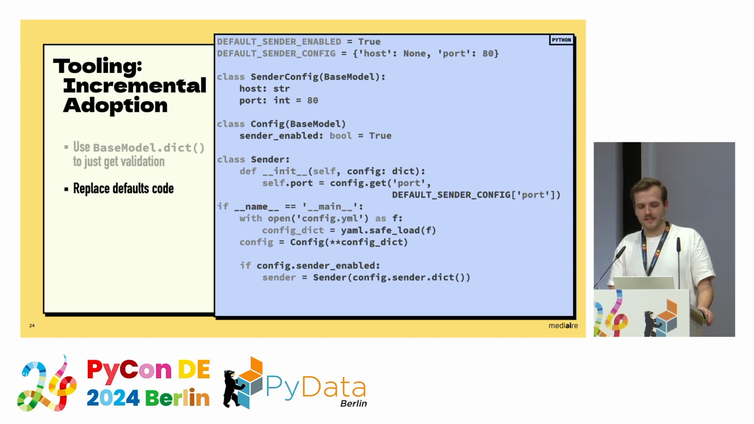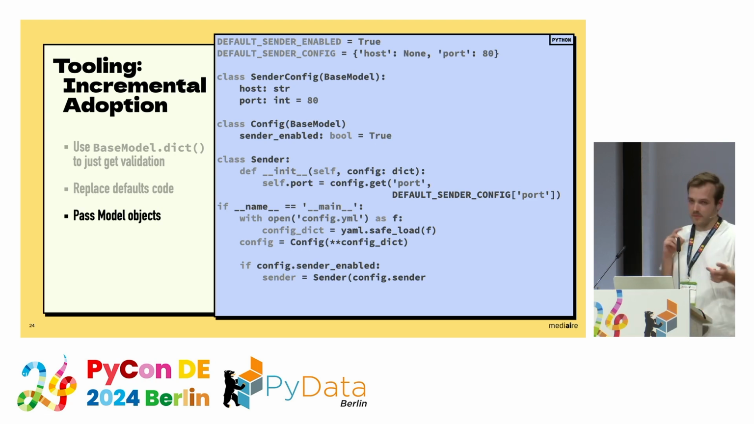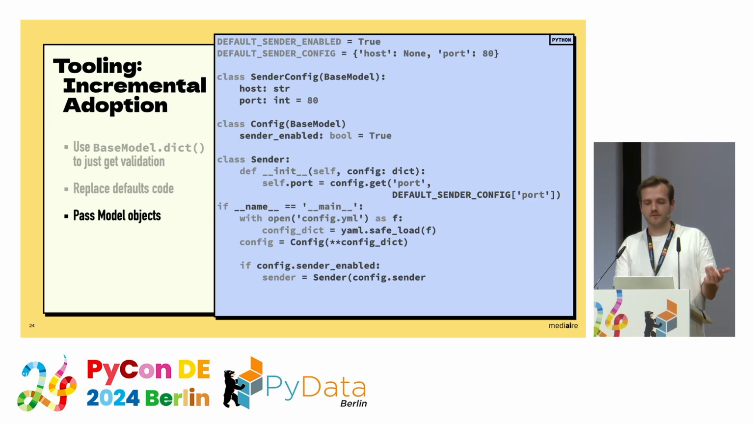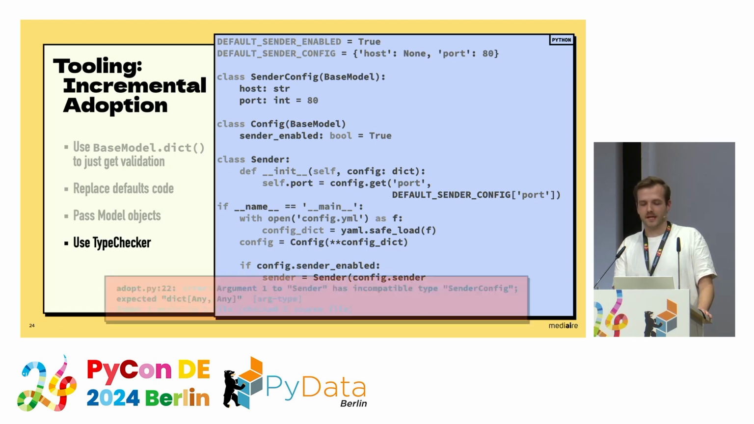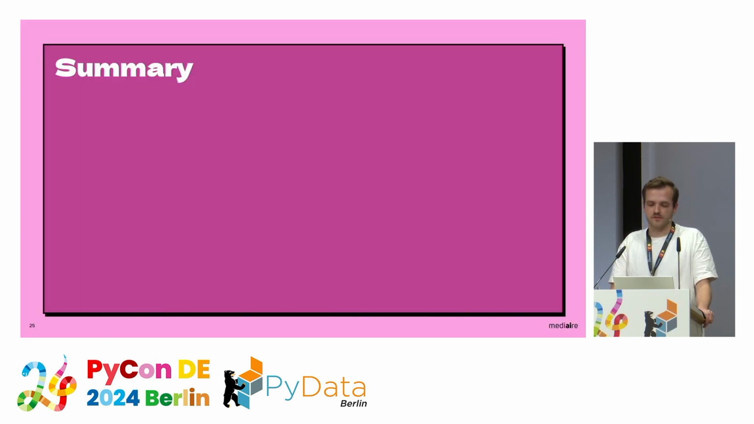And then in the next step, we could go back and actually pass the objects, but then maybe we're not sure where we always need to update it, so we can use a type checker now, because everything is statically typed, to find the place where we still need to accept the object instead of the dictionary. So that's been super useful.